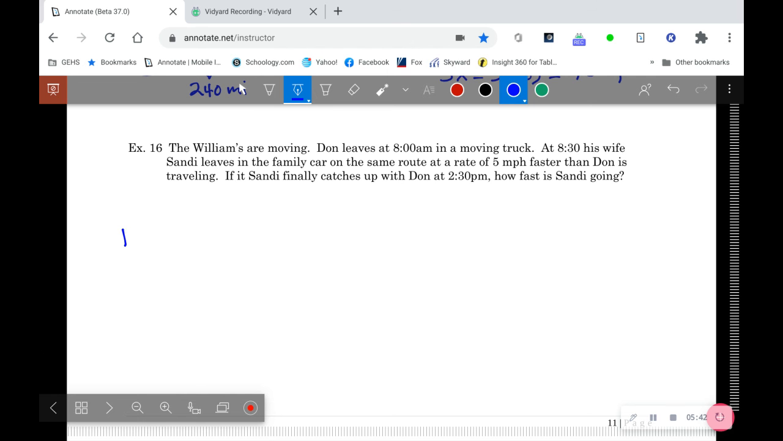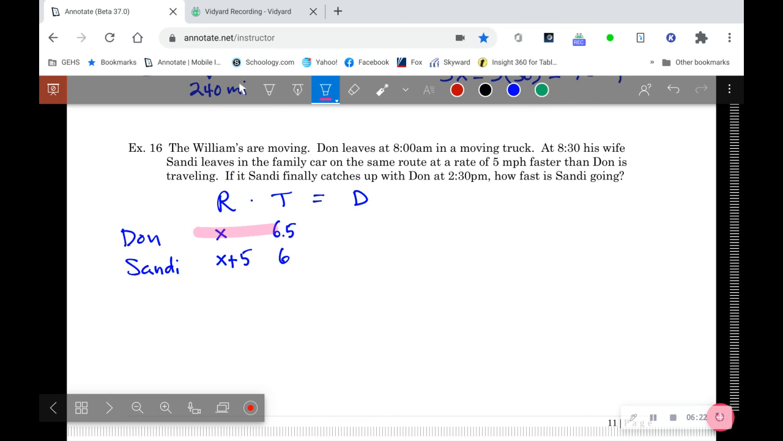So we're going to put Don and Sandy here as the two moving objects, if you will. Rate times time equals distance. We don't know what Don's speed is, and we don't know what Sandy's speed is, but Sandy's is 5 more than Don's. They have different times. Don goes from 8 o'clock until 2:30 when his wife catches up to him. And she leaves at 8:30 and gets there at 2:30, which is only 6 hours.